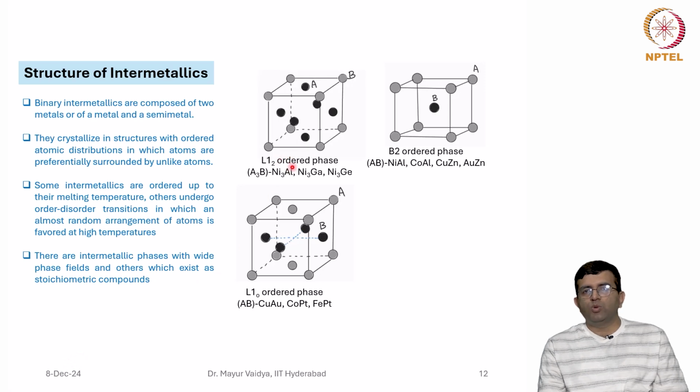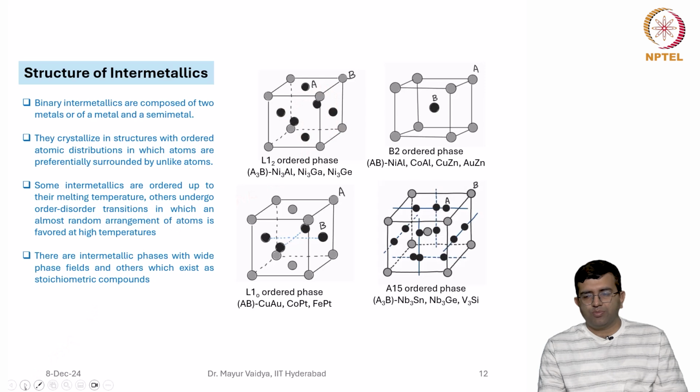This is the L12 ordered phase. For example, Ni3Al, a very important intermetallic, especially in superalloys. And you see that here the A atom is occupying the face centers, whereas the B atom is occupying the corners. Then there are more complicated structures also. There are Laves phases, A15 ordered phases where A and B occupy specific positions.